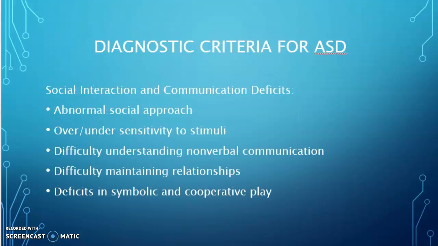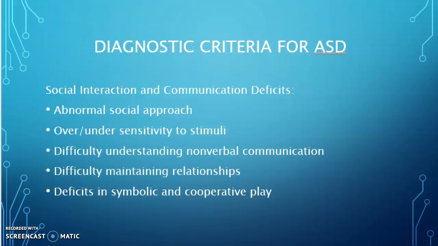The diagnostic criteria for ASD contains 3 main parts. Social interaction and communication deficits are the first. These include abnormal social approaches, such as difficulty reading social cues from other people. Can also include over or under sensitivity to stimuli, such as chaotic environments and noises.